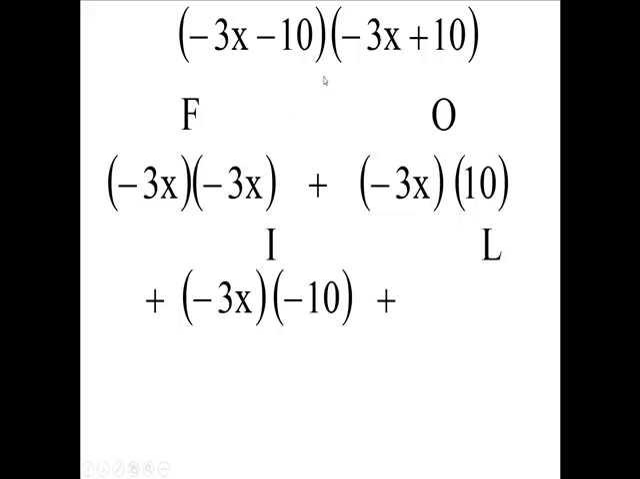terms. That would be the negative 10 and the plus 10. Because if these two are the first terms, then my last terms are these two. So negative 3 times negative 3 is a plus 9, and you have a couple of x's.